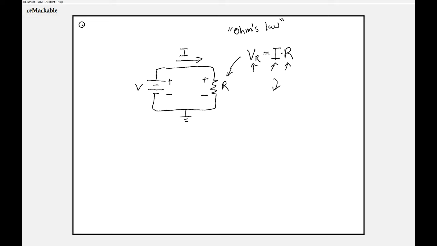And this can be rearranged a couple different ways, where if we only know the voltage and the current, we can figure out the resistance. If we only know the voltage and the resistance, we can figure out the current. And I think that's pretty much all the useful permutations for Ohm's law in this case.